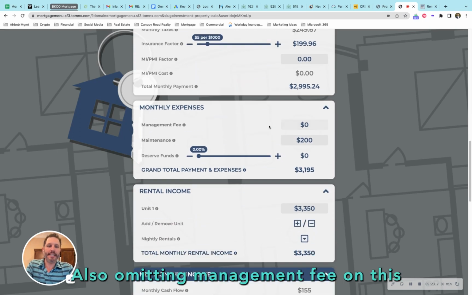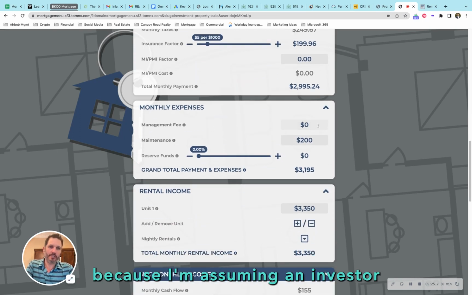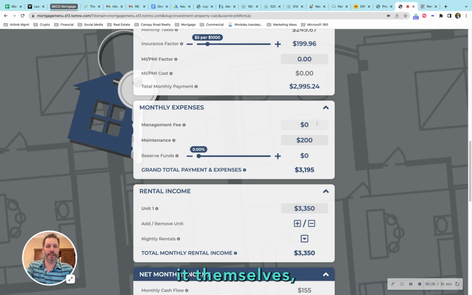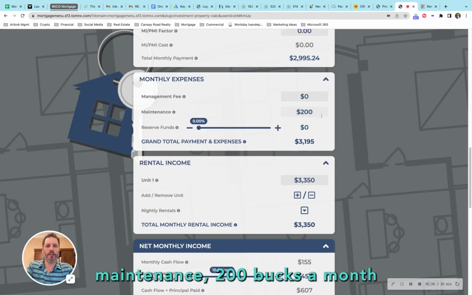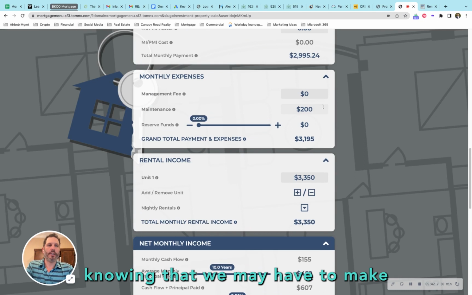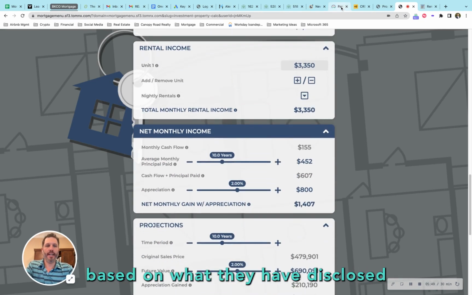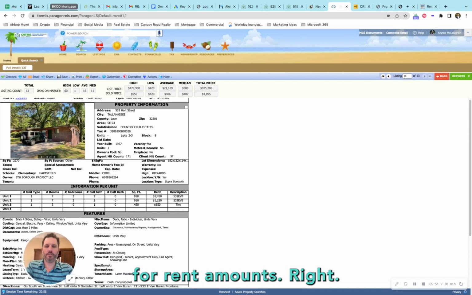I'm also omitting management fee on this because I'm assuming an investor will likely want to come in and manage it themselves. Unless they have a large portfolio, then you can add a 10% cost of gross rent to this amount. Maintenance, $200 a month, might be a little bit low. For now, I'll go ahead and put this here to allow us some cushion, knowing that we may have to make some improvements over the course of our ownership based off what they have disclosed for rent amounts, right?